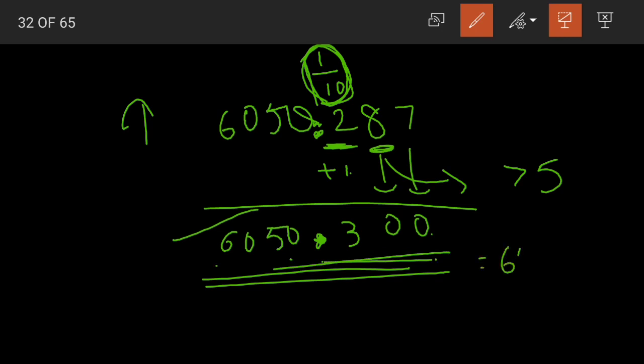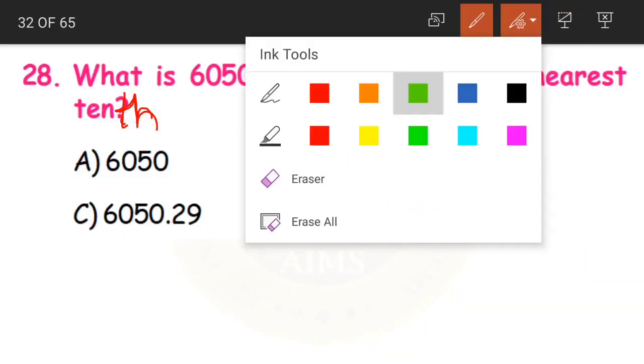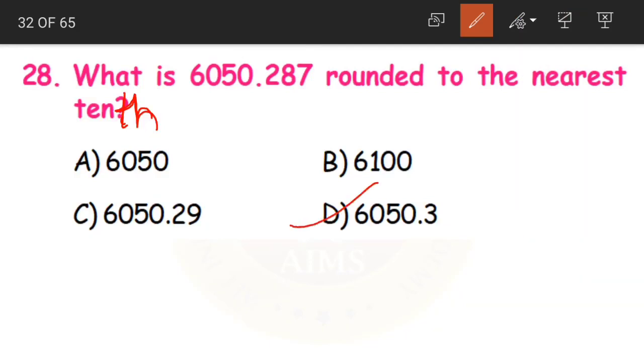6050.300, or nothing but 6050.3, is our number rounded off to the nearest tenths. Option D becomes our correct answer. Yes.